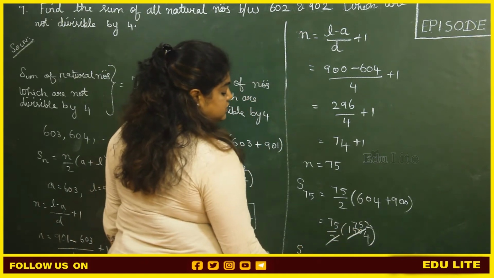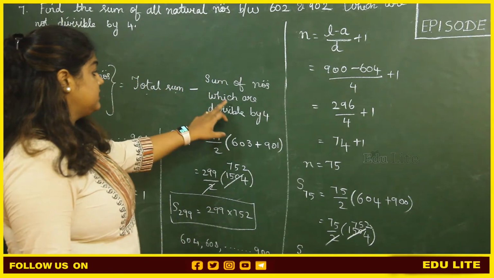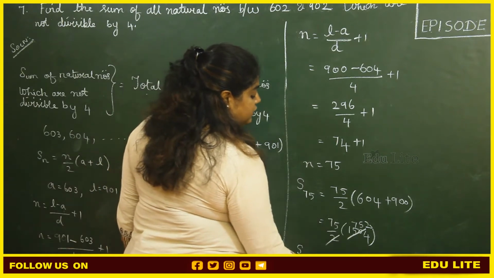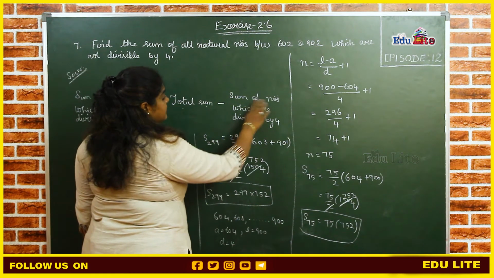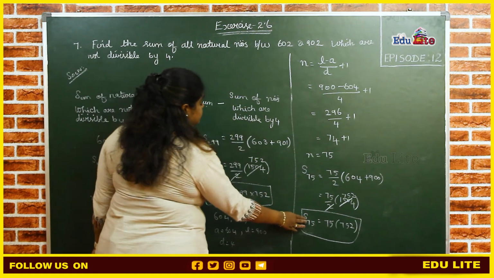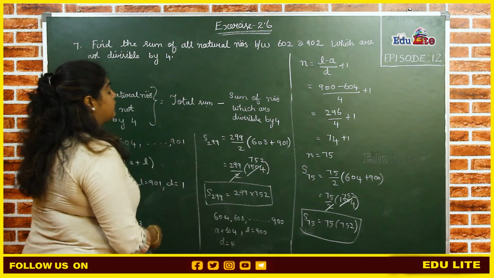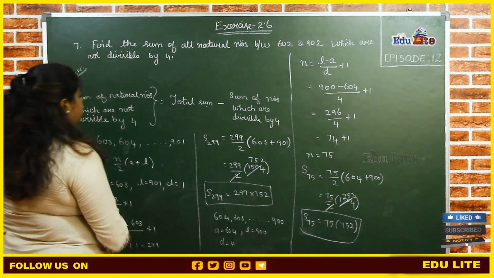S75 means it is the sum of all natural numbers which are divisible by 4. S75 equals 75 into 752. Thus we have found the total sum and the sum of all natural numbers which are divisible by 4. So we will substitute these two in this formula, and we will find the sum of natural numbers which are not divisible by 4.